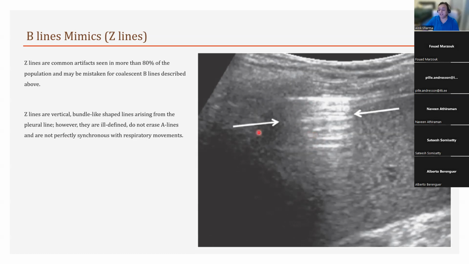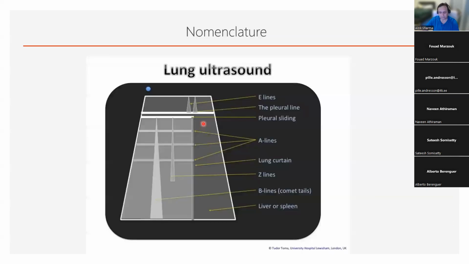Again, just to be aware that Z lines do not reflect interstitial edema, and you just have to be careful. If I see lots of Z lines in between two ribs, and I've got a baby who is in air with no signs of respiratory distress, that's likely to be a B-line mimic rather than actually interstitial edema.